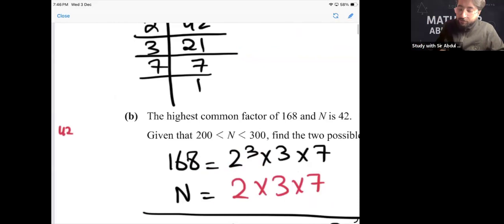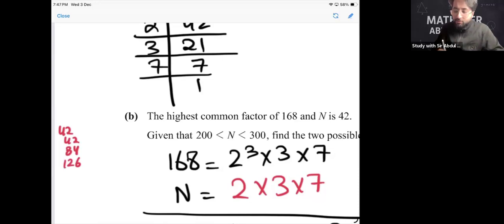42 multiples are 42, 84. Let me try to get this idea of how you can do that. 42 ones are 42, 42 twos are 84. If I add 42 to it, 84 plus 42 would be 126. Let me add 42 once again.